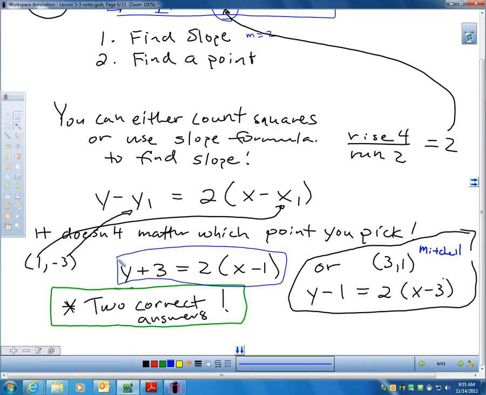Or Mitchell last year said he picked 3, 1 as the point. You notice how 3, 1 was also on that graph? I could have picked that point. If you use the point 3, 1, you plug in 3 for x sub 1 and 1 for y sub 1. And this equation would also be a correct equation in point-slope form. Remember, point-slope form means you just have a point on the line, which we do. We have a point either way, and the slope, point-slope form.